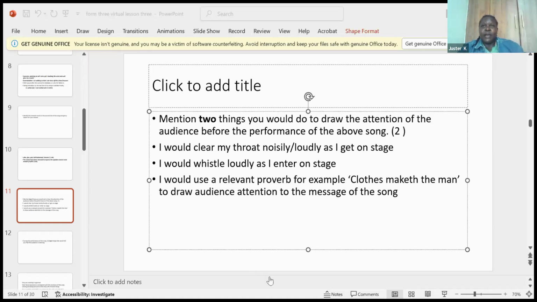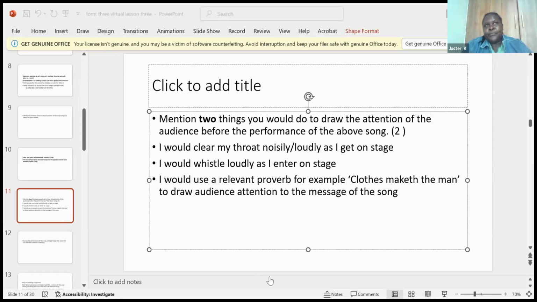Sometimes it could even be a poem, sometimes it could be a narrative. How would you attract the attention? And then you say, I would use a relevant song. That is wrong. You can give the title of the song and the message of that song and how it is relevant to this. Or you can give a proverb that is related to the message of what you're going to talk about.